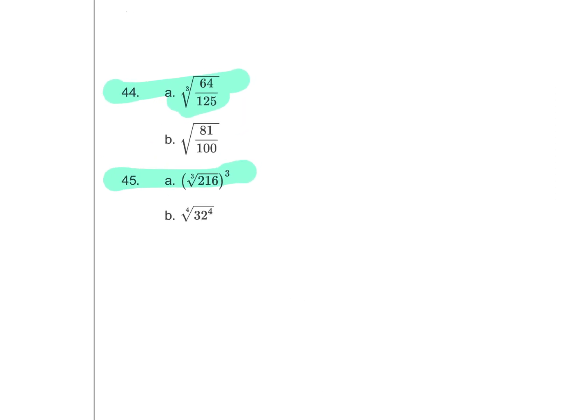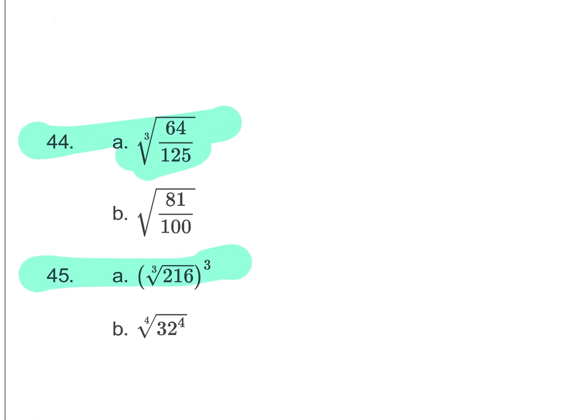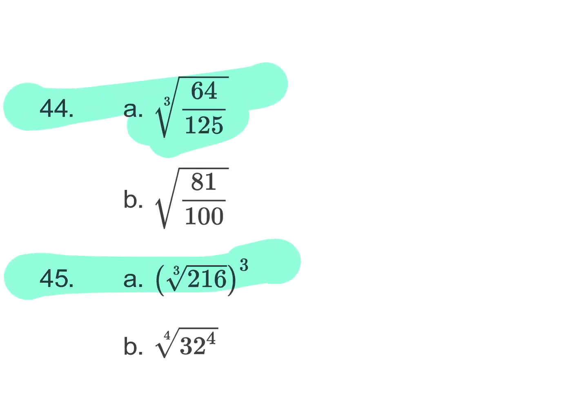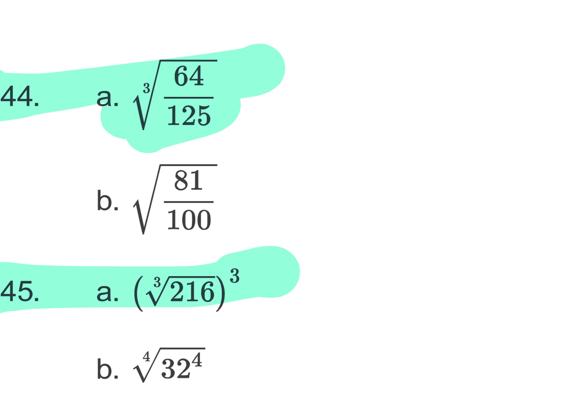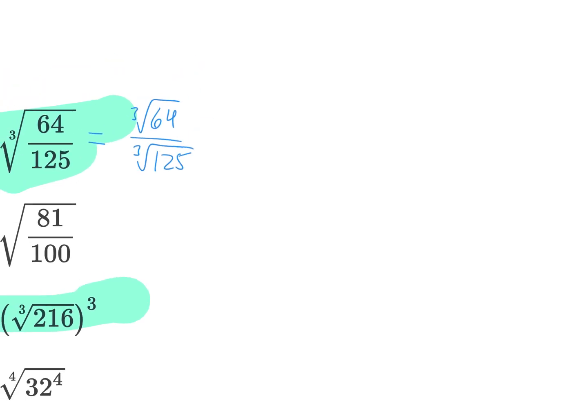Whoa, sorry. So now we have some radicals. Something like this, I don't think I did one like this in class, but there were some on your homework. Now, when you're dividing underneath a radical, so the cube root of 64 over 125, I can write this as the cube root of 64 over the cube root of 125. All right, just like with multiplying. With multiplying, you can split it up. Same thing with dividing.